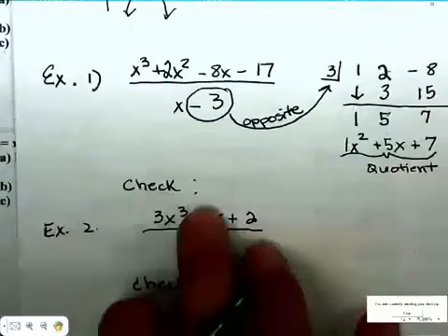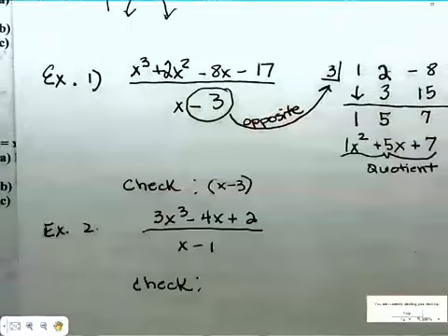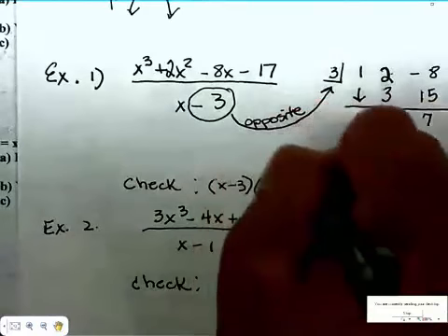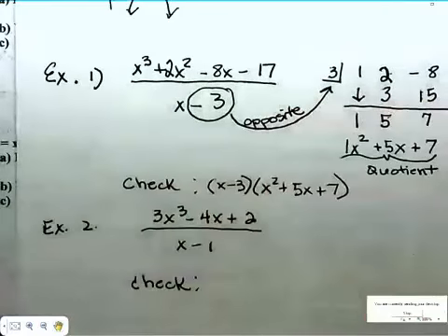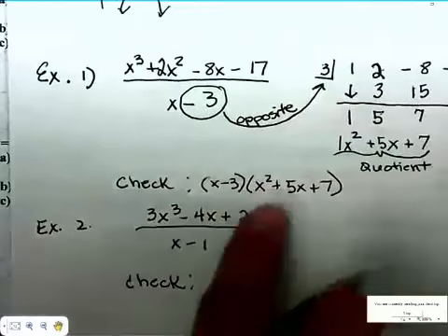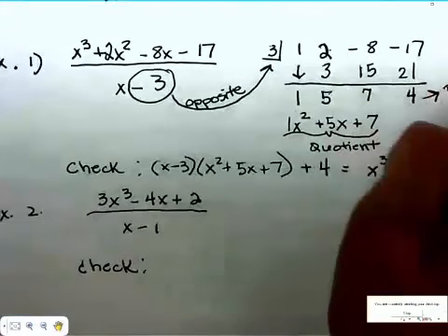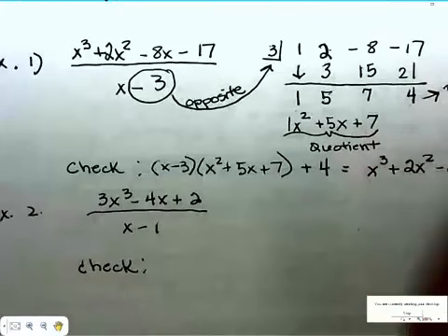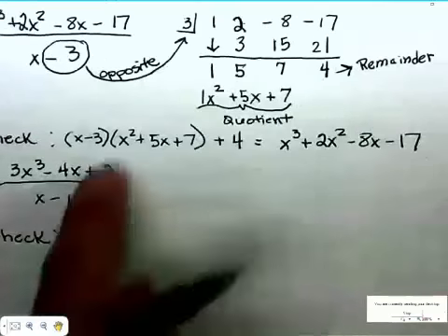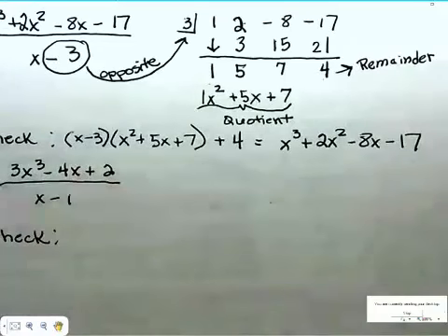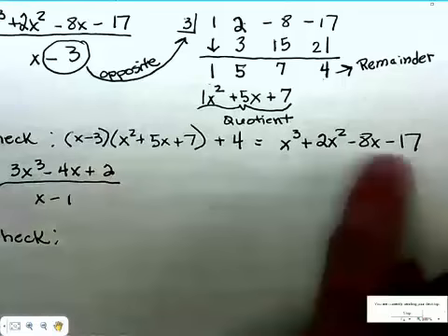If I multiply the divisor, which was x minus 3, times the quotient I found, x squared plus 5x plus 7, it would take a few minutes to multiply that out, but I could do it. I know how. If I multiplied that out and then added 4, it would give me back the numerator I started with. I don't have time to prove it, but at the party tomorrow, you could multiply x minus 3 times x squared plus 5x plus 7, and then add back your 4, and you'd get what you started with.